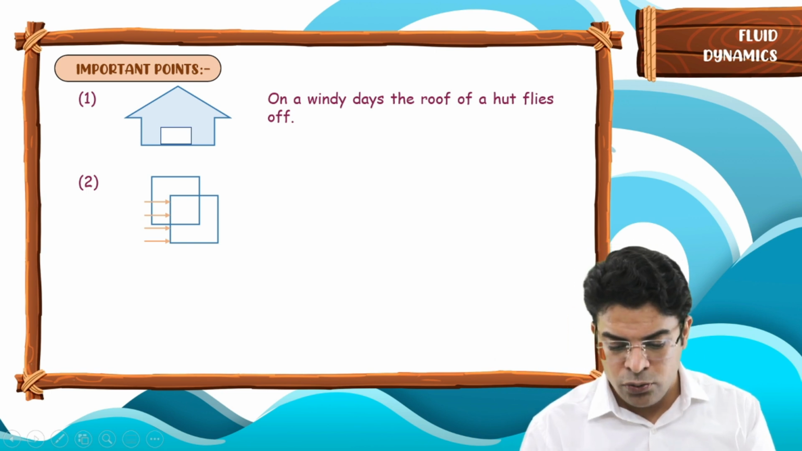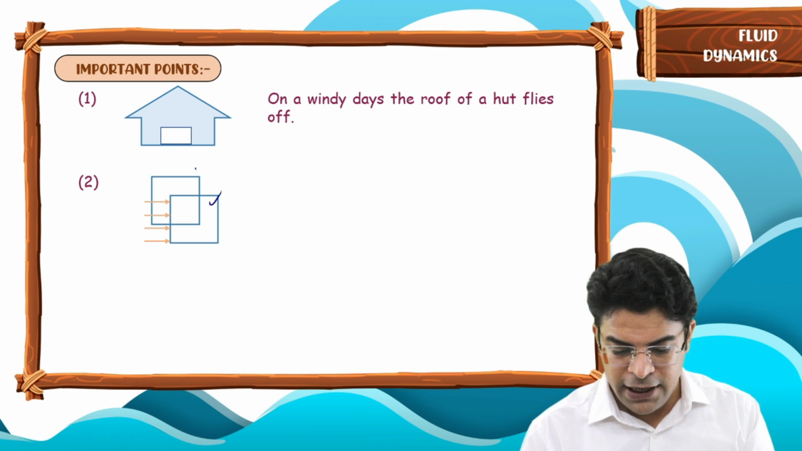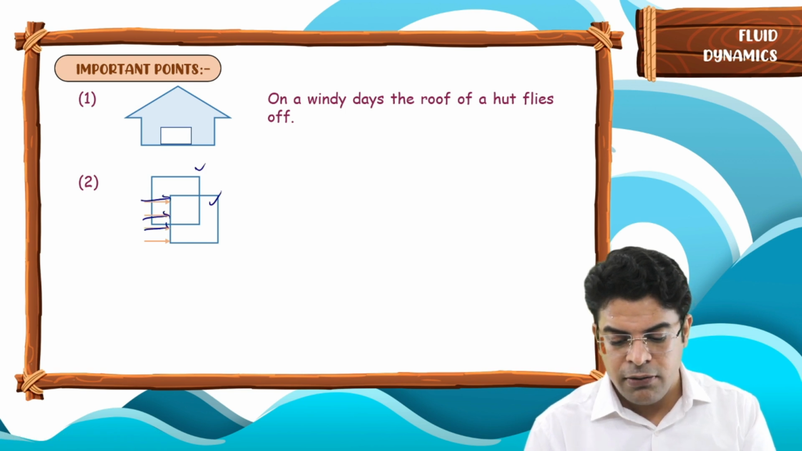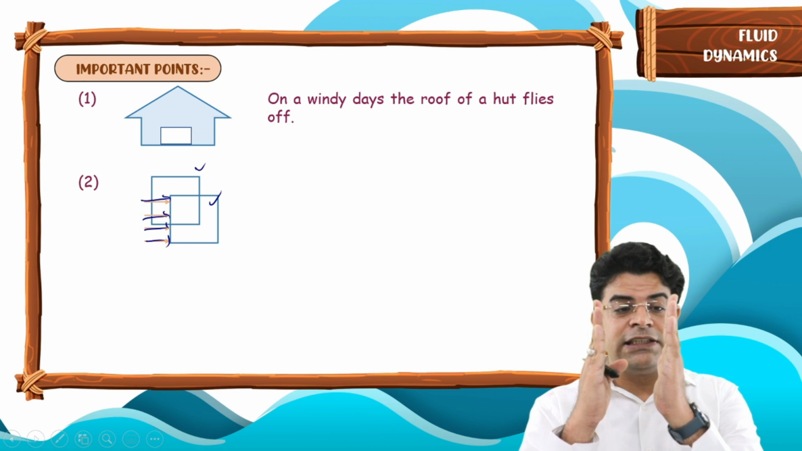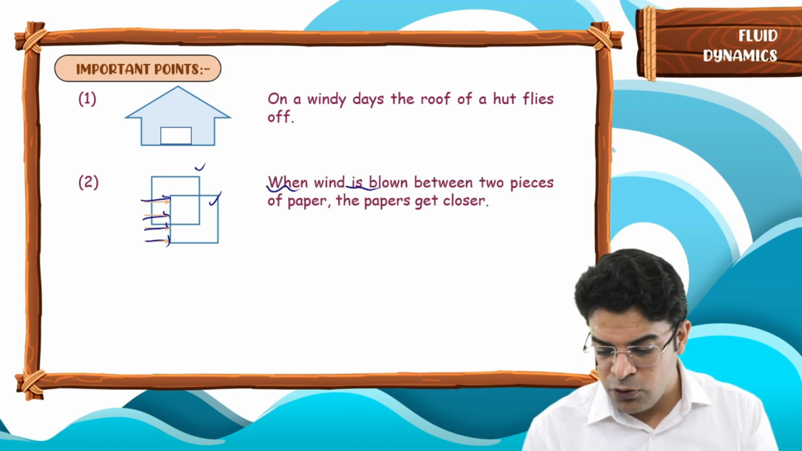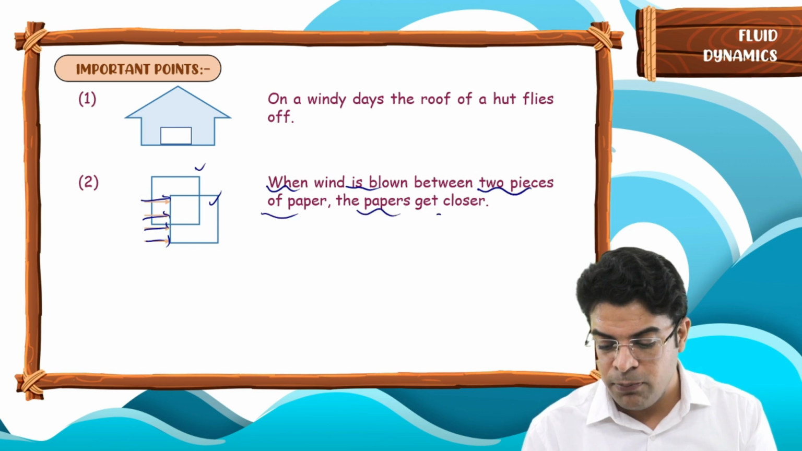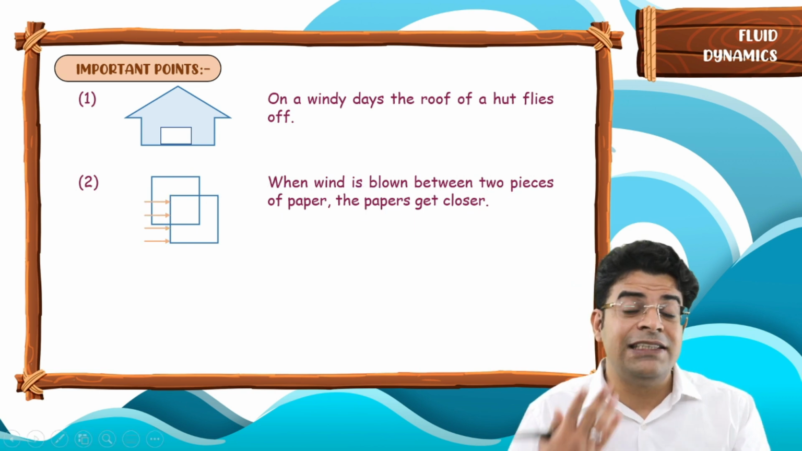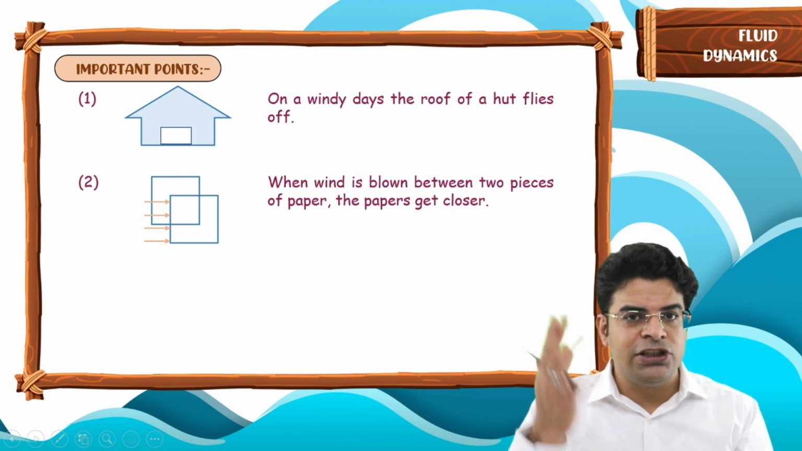So if you take two pieces of paper and blow air between them, then the pressure between the papers decreases and the papers tend to move closer to each other. So when the wind is blown between two pieces of paper, the paper moves closer because of this very same effect. When the velocity increases, the pressure decreases.